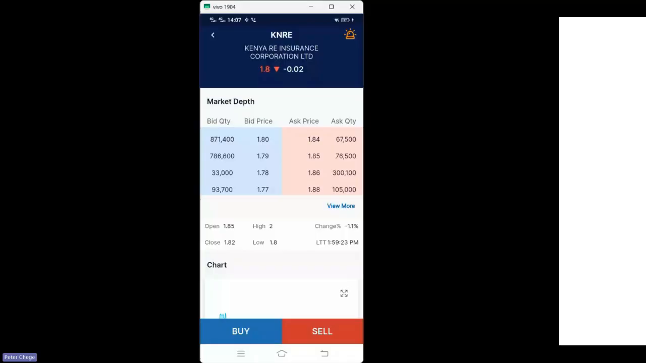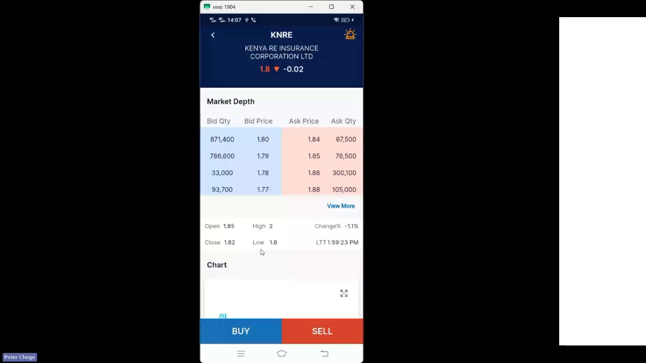Below that, you have open, that is the price the counter opened. Now, remember I said auction. That's the price that was executed. The first execution is that price. Then the highest it has executed up to now. Then we have close, which is the previous day's closing price. Low is the lowest it has executed today.